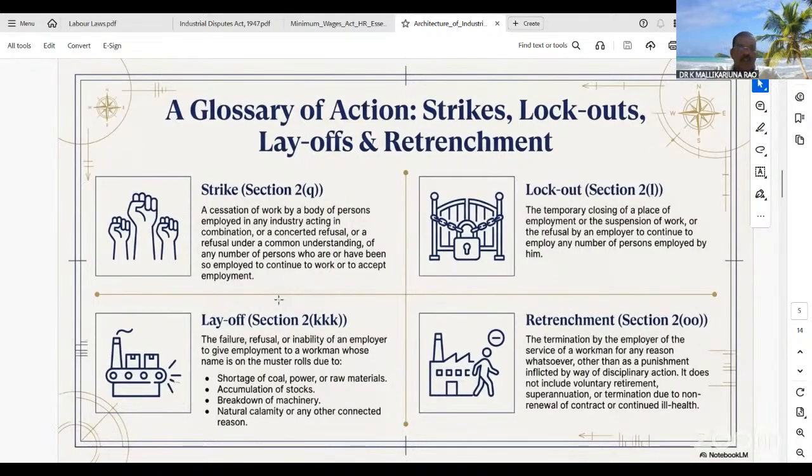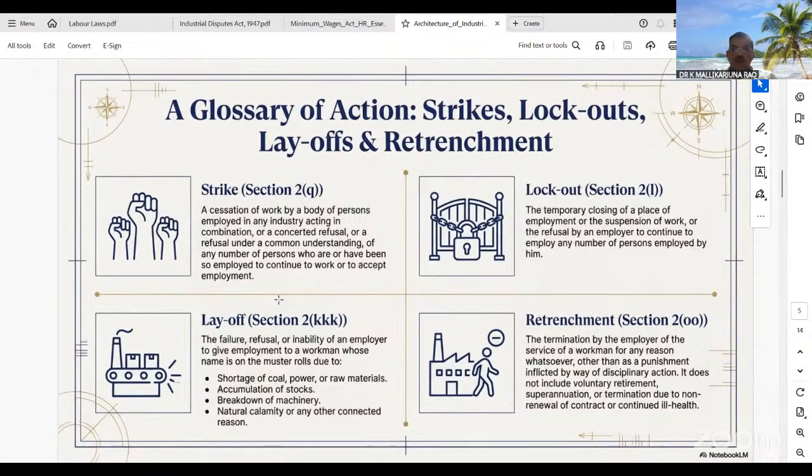Recently, we have heard about Google, Microsoft, and even Tata laying off employees after AI, because the employees are ready, but the management is unable to provide the work. So this is covered in Section 2, subsection (kkk) of the Industrial Disputes Act, 1947.